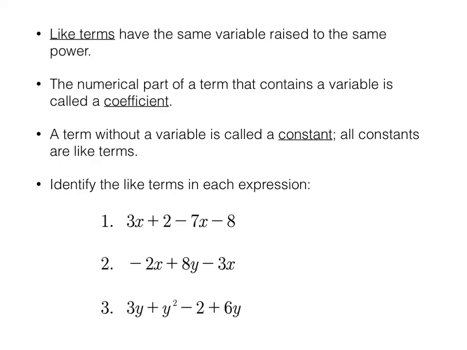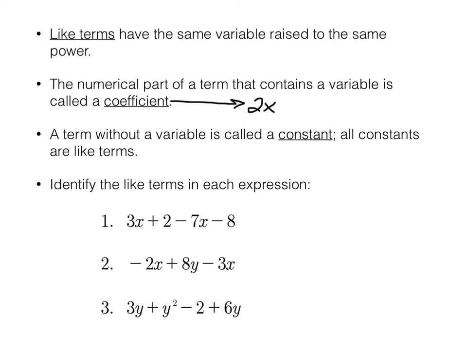A little bit more review here. Like terms have the same variable raised to the same power. Same variable, same exponent, that's like terms. The numerical part of a term that contains a variable is called a coefficient. I've been putting that on a lot of your assessments because we really need to know that. We're still struggling with that vocabulary. So 2x, the 2, that's your coefficient right there. A term without a variable is called a constant, and all constants are like terms to one another.